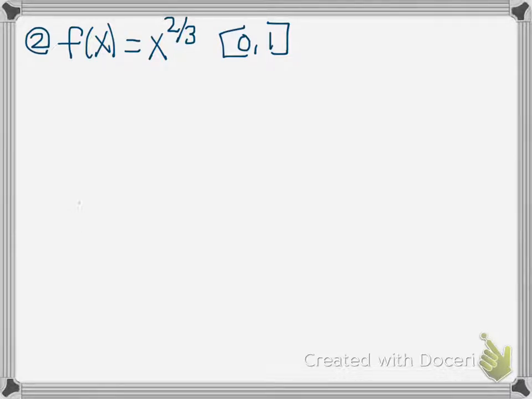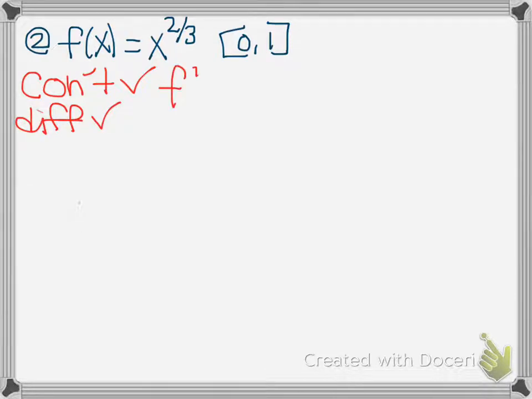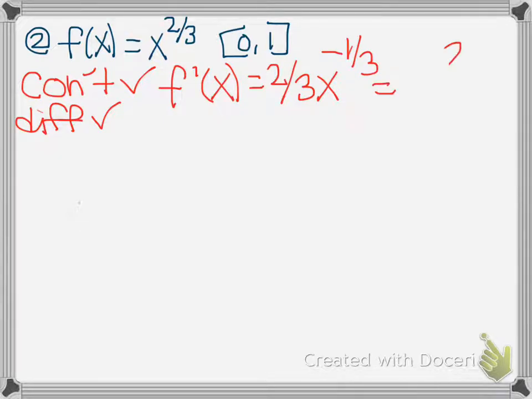Where did my pen go? All right, there we go. We are continuous. Check. We are differentiable. Yes, let's actually take the derivative here so we can discuss this differentiability. You get 2/3 x to the negative 1/3, which I recommend you rewrite 2 over 3 cube root of x.